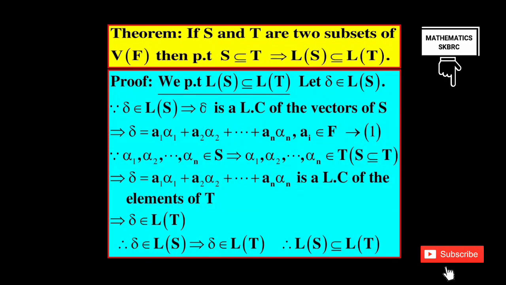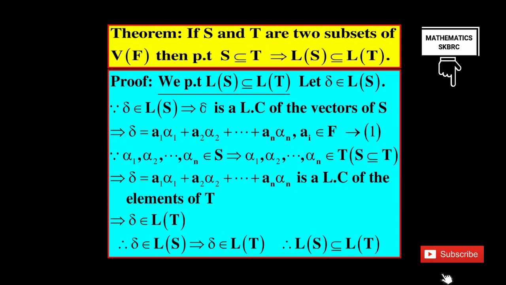Theorem: if S and T are two subsets of a vector space V(F), then prove that S is a subset of T gives L(S) is a subset of L(T), where L(S) is the linear span of S and L(T) is the linear span of T. We prove that L(S) is a subset of L(T). For this we have to prove that every element of L(S) is an element of L(T). Let delta be an element of L(S). Since delta belongs to L(S), delta is a linear combination of the vectors of S.